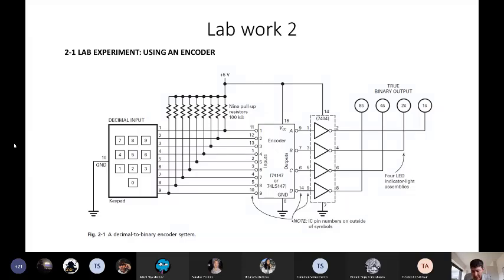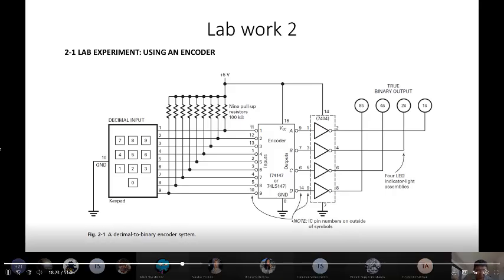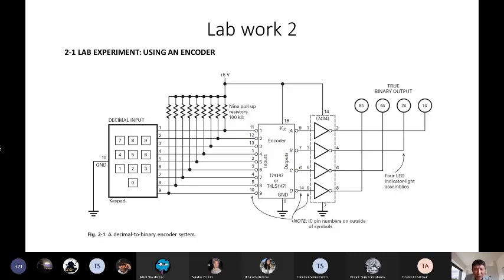So let's talk about tomorrow's lab. Your task tomorrow will be to assemble this circuit. The purpose of the circuit is to show you how we can convert a decimal number to a binary number. For it, we need an encoder. We will use the integrated circuit 74147 as an encoder, but you should understand that the output of this encoder is not a real binary number. It is inverted.